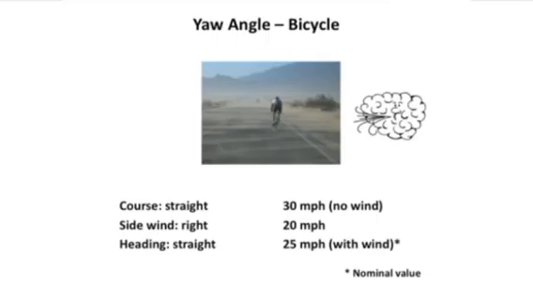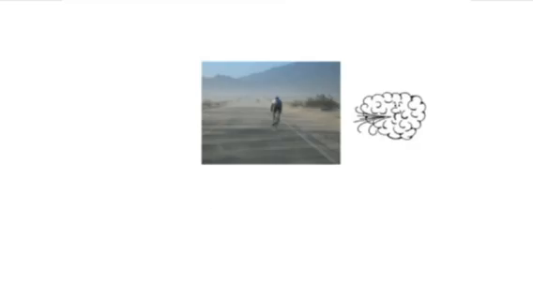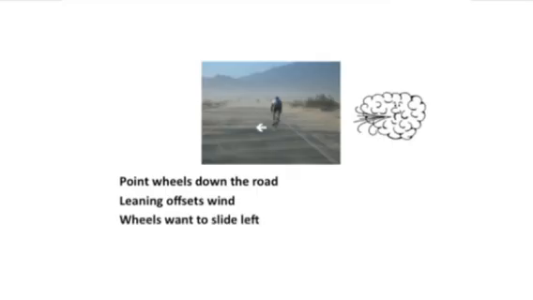I have to keep the same straight heading, because if I head into the side wind like I would do with an airplane, with a bicycle I'll just ride off the road. So I have to keep my bike pointed straight down the road, notwithstanding that side wind. But what I have to do is lean into the wind. So I point the wheels down the road, but I lean into the wind, and that leaning offsets the wind. But what happens is when I lean, the wheels want to slide to the left.